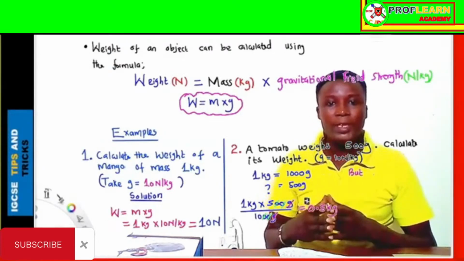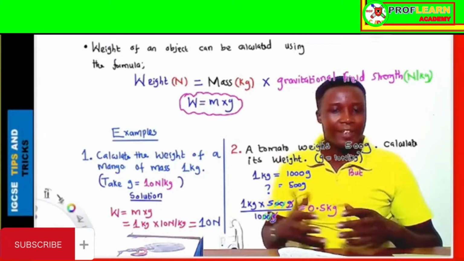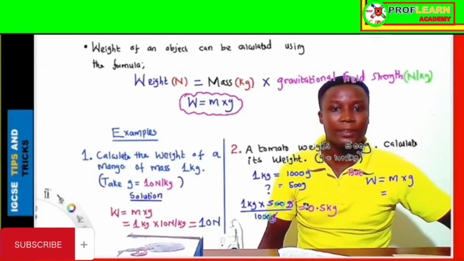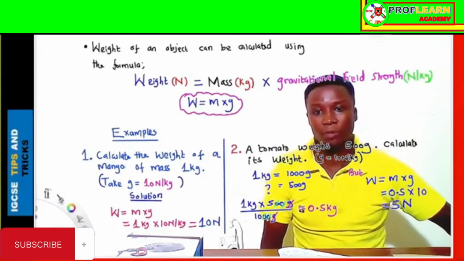Now, after we have obtained the mass of this tomato as 0.5 kgs, we can go ahead and write the formula we use to work out weight. We know that weight equals mass times gravity. Our mass is 0.5 times 10, so that's going to be 5 Newton.